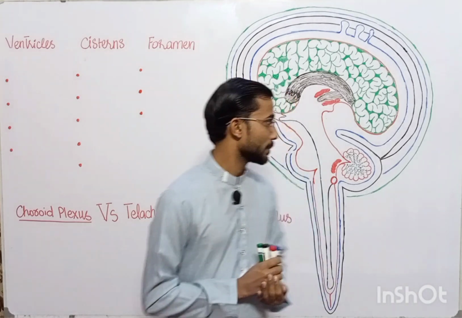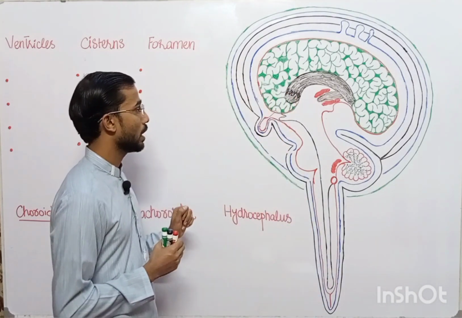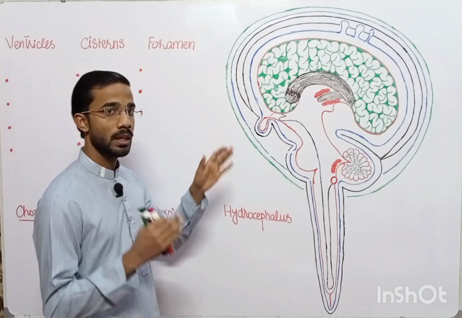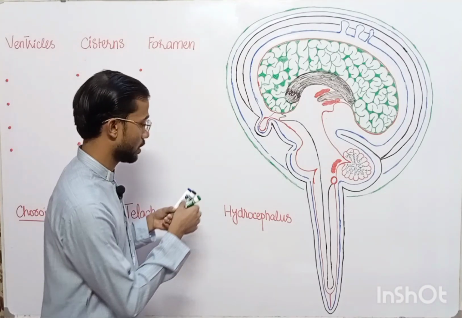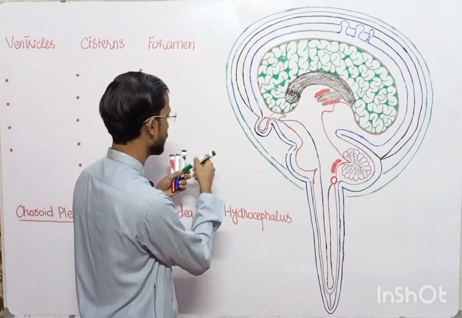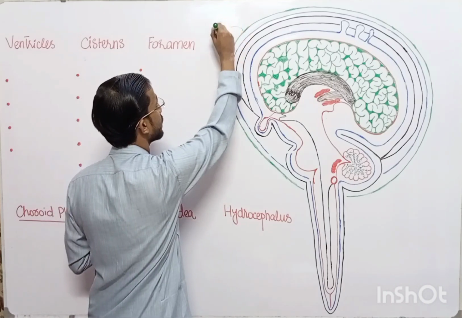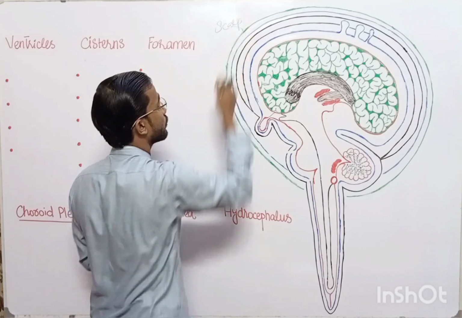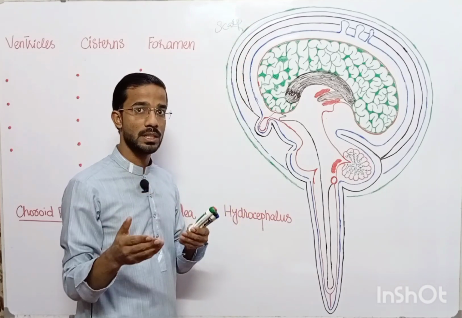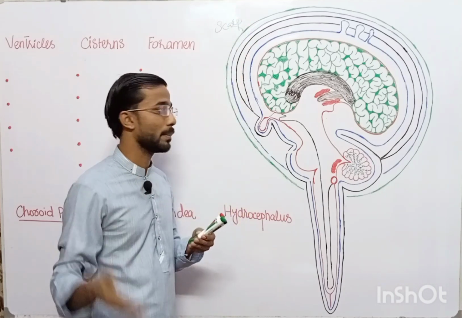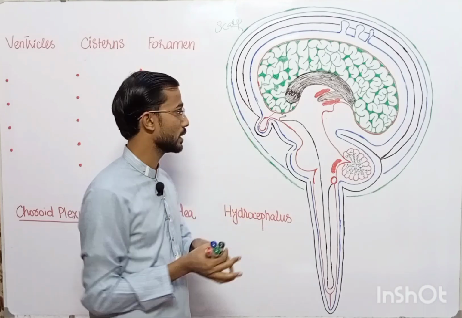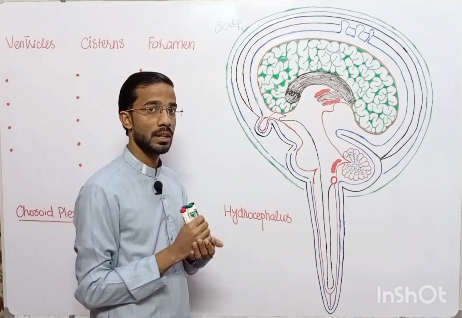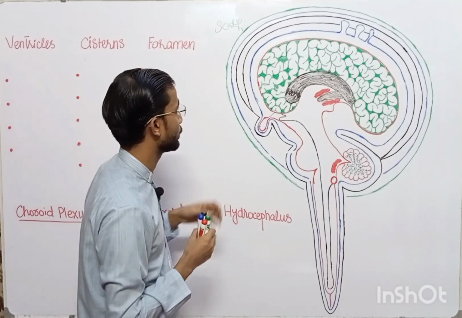So let's start. First of all, we will see how the meninges of the brain are arranged in the brain. So first one is the scalp. This is the portion of the scalp. Then three meninges: dura, arachnoid, and pia mater. So these are the three meninges present in the brain we have discussed in the previous lecture.